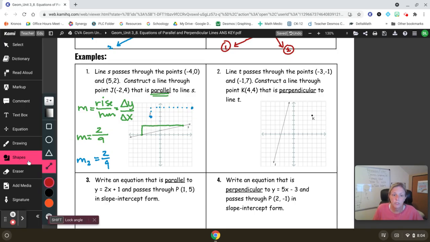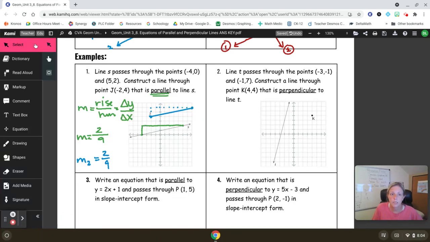Now I'm going to go to my shapes tool, and I am going to draw a segment. Make sure you choose the insert line tool. I'm going to connect these two to start with, just to make sure I'm going through the right points. Then I'm going to choose the select tool. That way I can grab these points and extend them. Before you let go of it, make sure that you're going through the point that you want to go through.